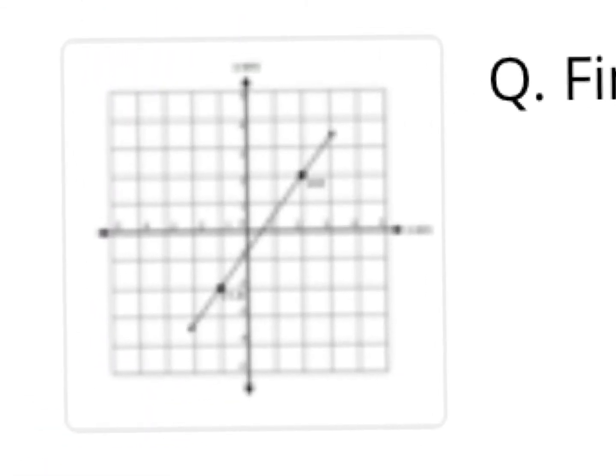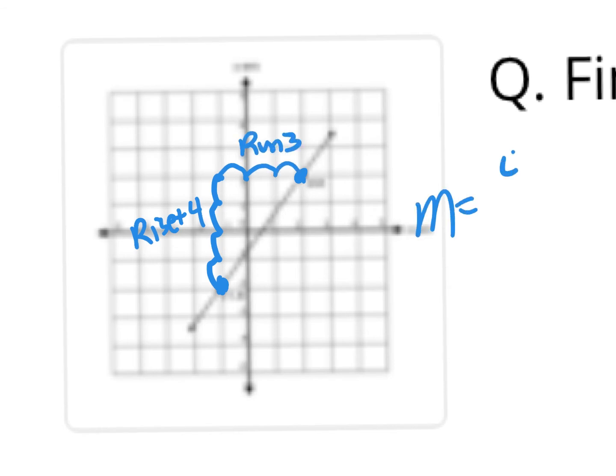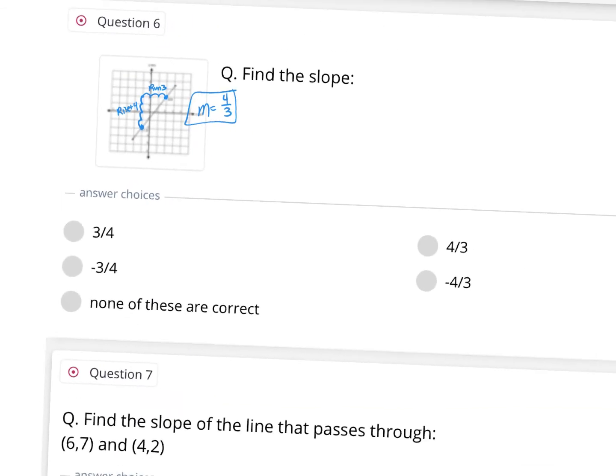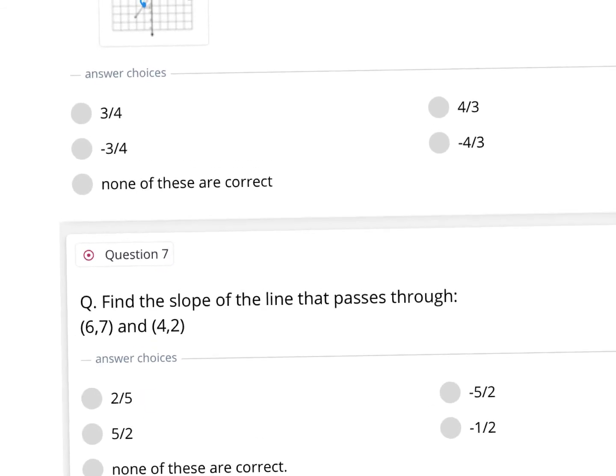Another one, find the slope. This one's just as easy. This time I'll actually draw how I'm counting, all right? So from here up to here, I'm going up 1 unit, 2 units, 3 units, 4 units, right? So that's a positive rise of 4. And then I run 1 unit, 2 units, 3 units. The run is 3. So obviously the rise over run is 4 over 3. Ta-da, easy peasy, lemon squeezy. So 4 over 3 is the correct answer right there.